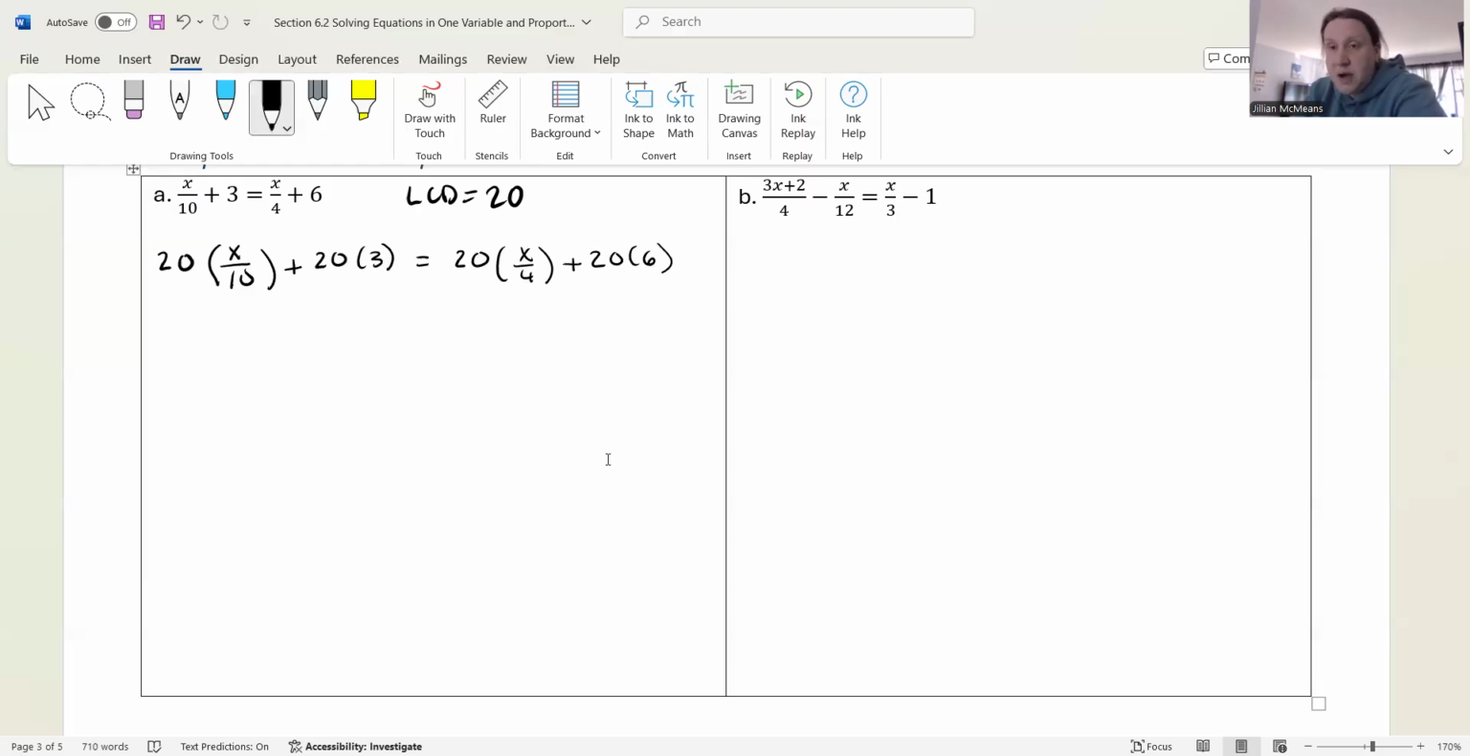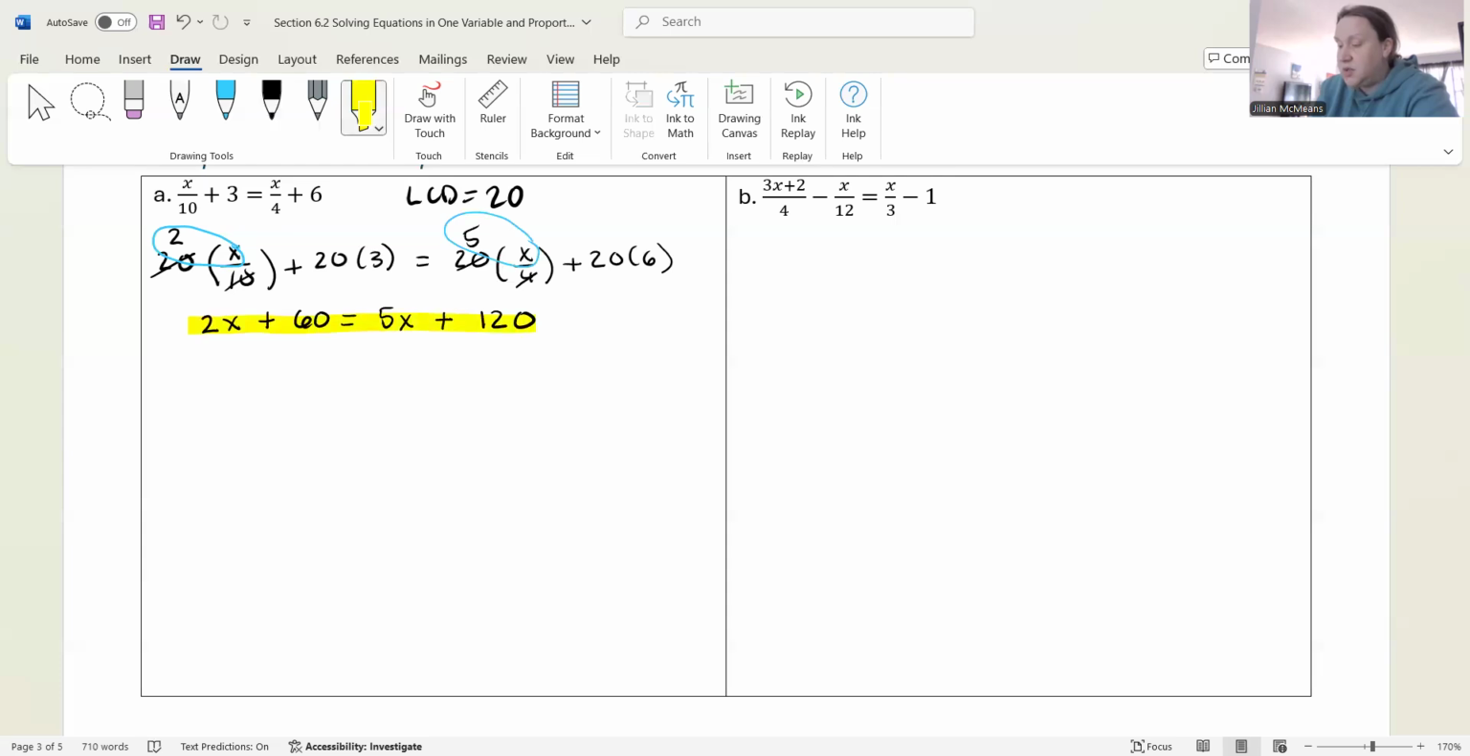For the first term, I want to look at my denominator of 10 and divide it into my LCD. 10 will divide into 20 two times. And that leaves me with 2 times x. So I would get 2x plus, well, 20 times 3, I just multiply. 20 times 3 is 60. On the right-hand side of the equation, I look at that denominator. 4 will divide into the LCD of 20 five times. And that leaves me with 5 times x. So I get 5x plus, and then I take 20 and multiply it by 6, and you should get 120.